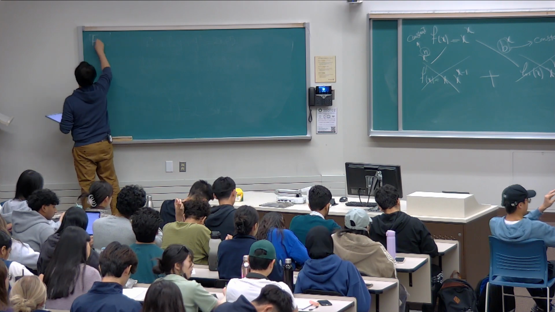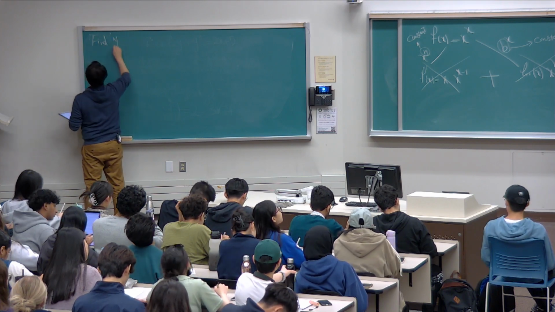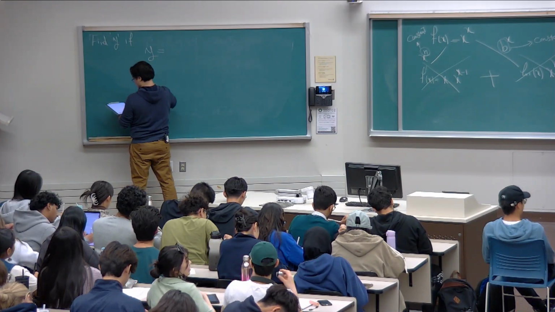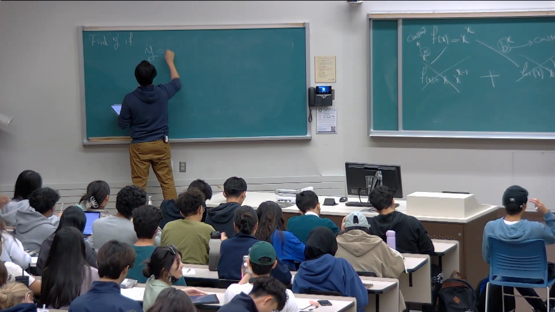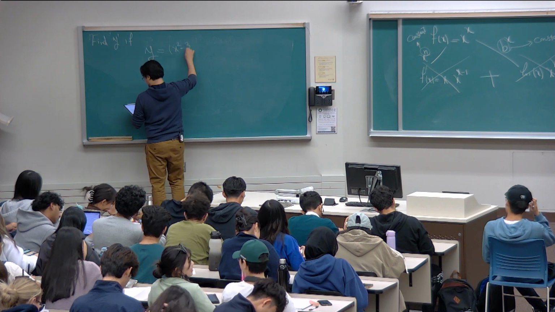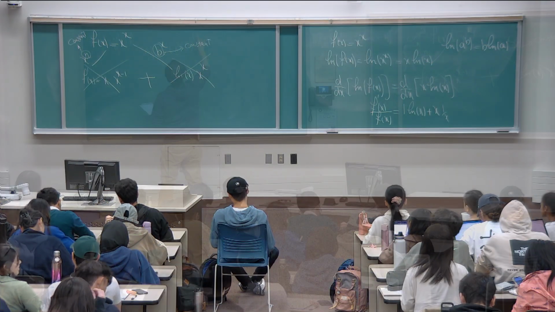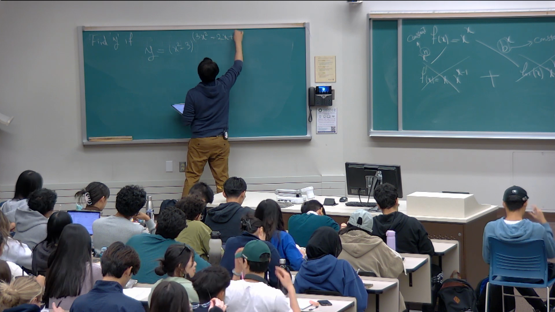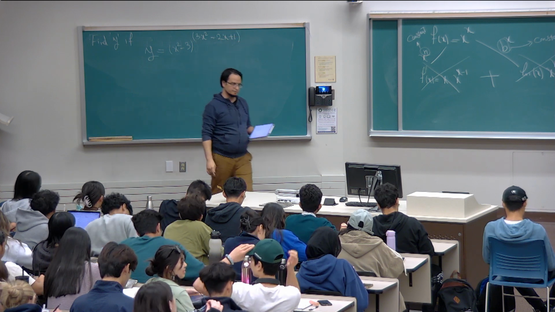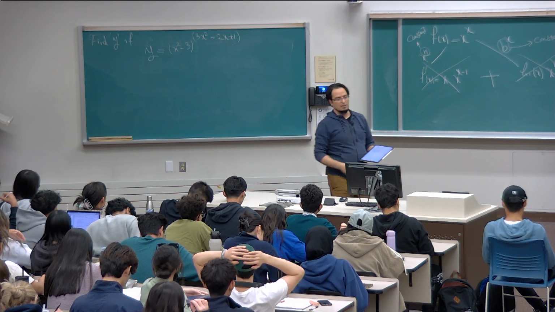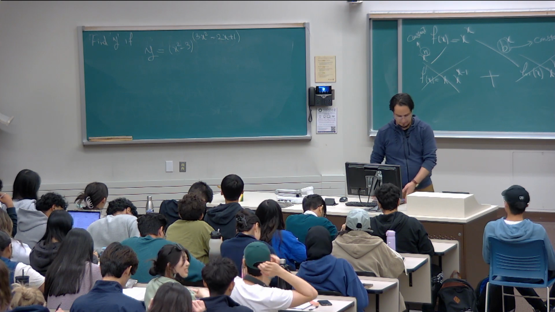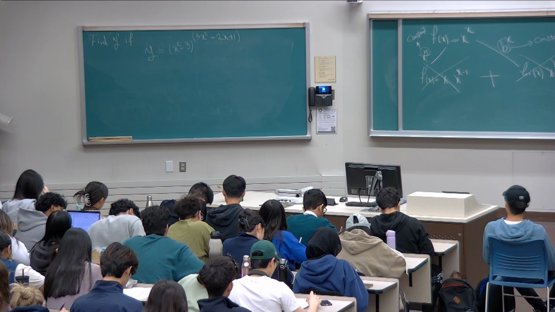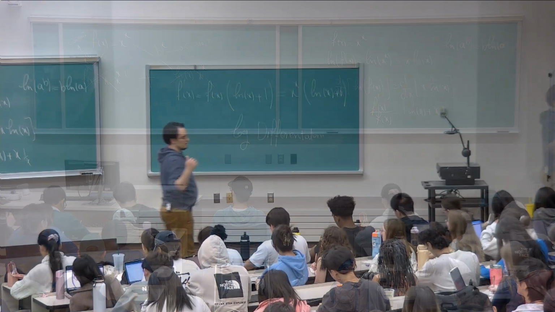Find y prime if y is equal to x squared minus 3 to the power 3x squared minus 2x plus 1. Find y prime if y is defined as a function of x using that formula.